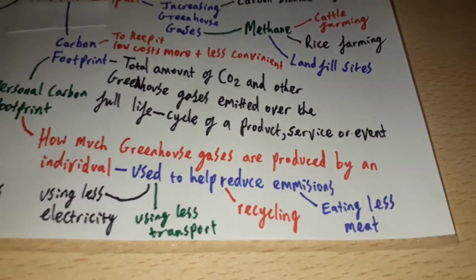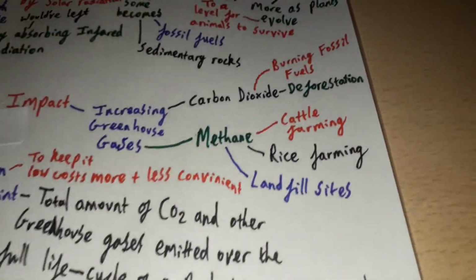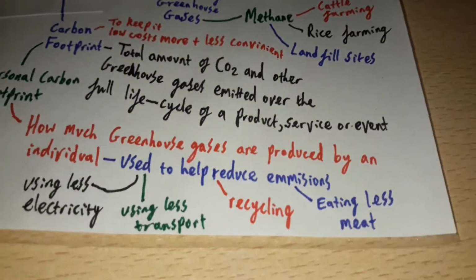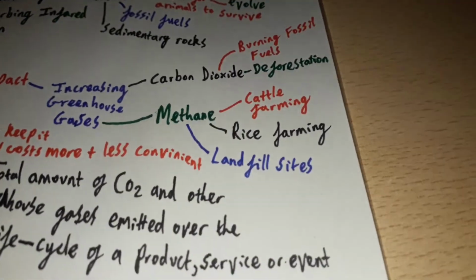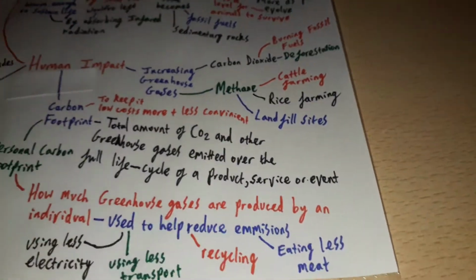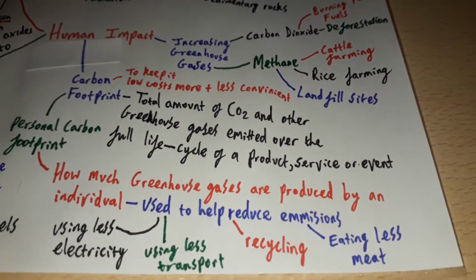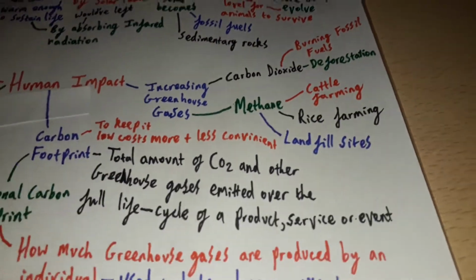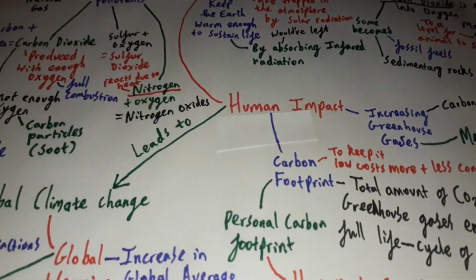Because if you think about it, using less electricity reduces the burning of fossil fuels. So does using less transport. And recycling uses less landfill sites. And eating less meat reduces cow farming. So as you can see, changing that links to the opposite of increasing, which makes sense.